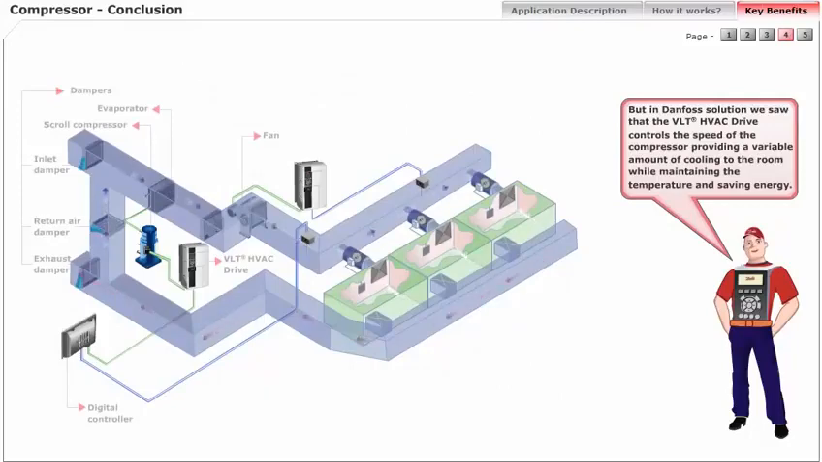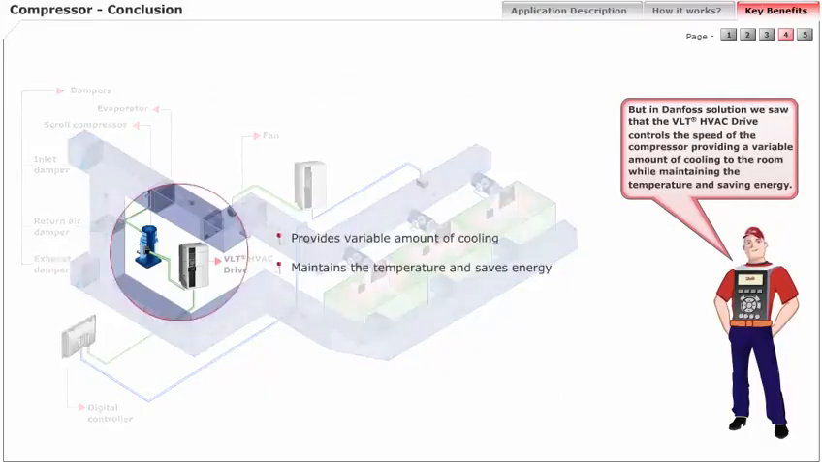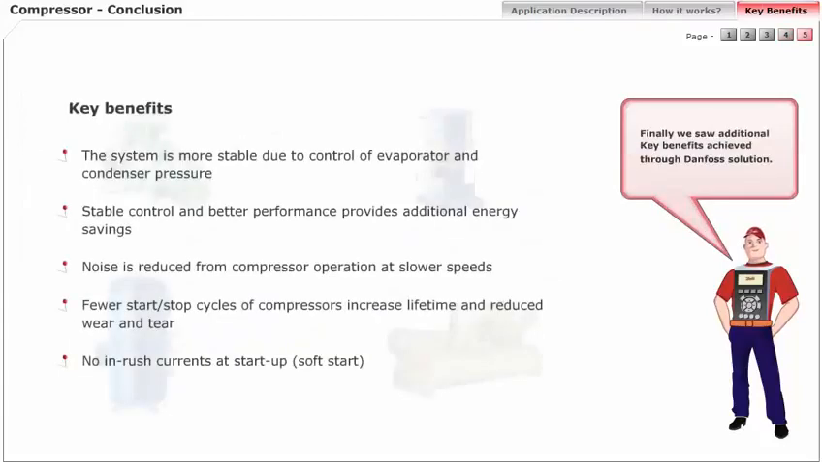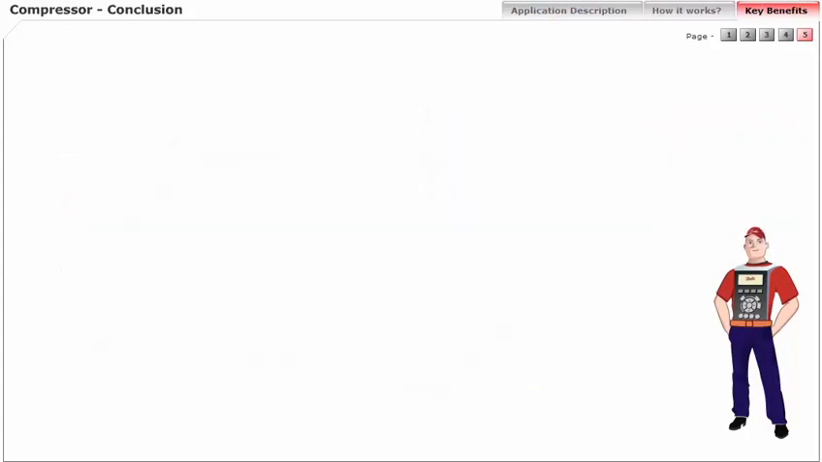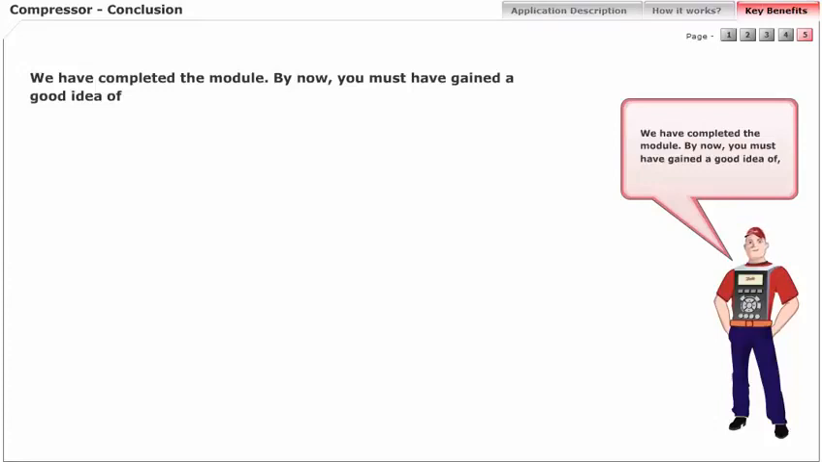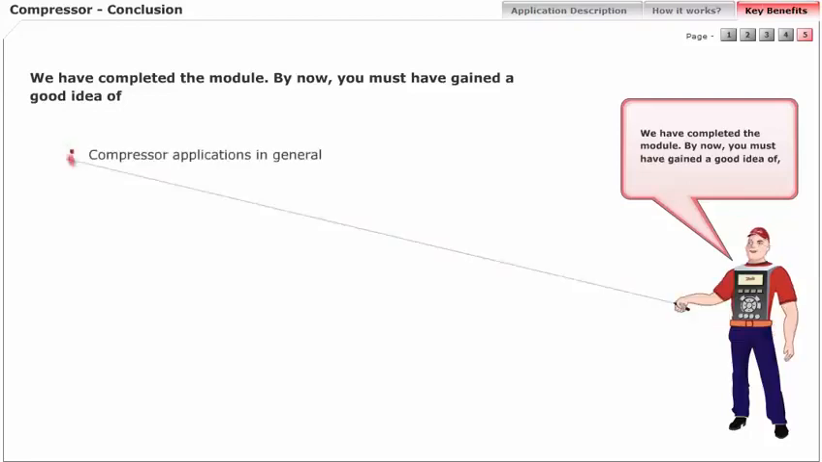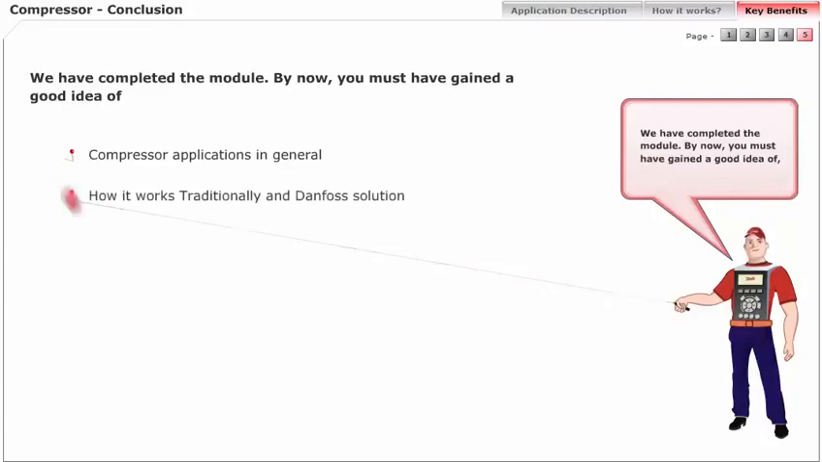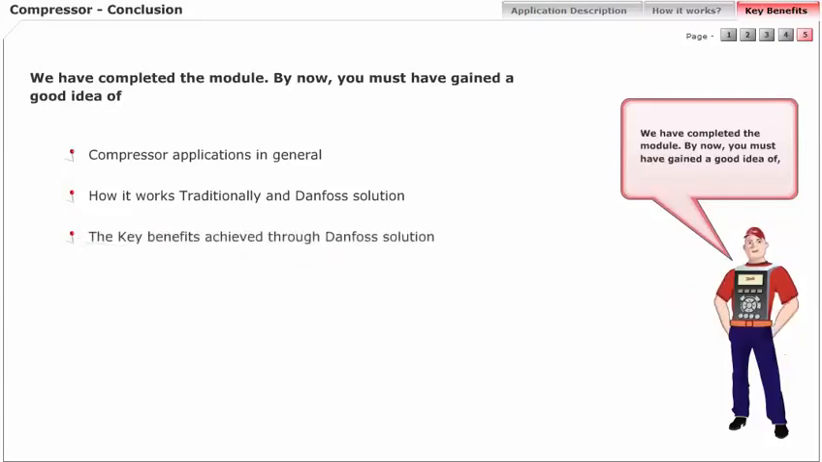But in the Danfoss solution, we saw that the VLT-HVAC drive controls the speed of the compressor, providing a variable amount of cooling to the room, while maintaining the temperature and saving energy. Finally, we saw additional key benefits achieved through the Danfoss solution. We have completed the module. By now, you must have gained a good idea of compressor applications in general, how it works traditionally, in the Danfoss solution, and the key benefits achieved through the Danfoss solution.